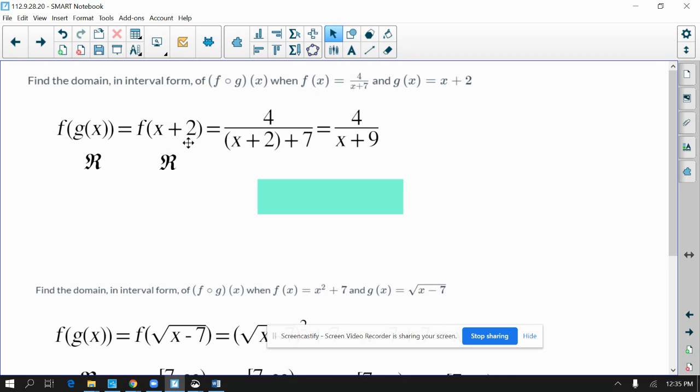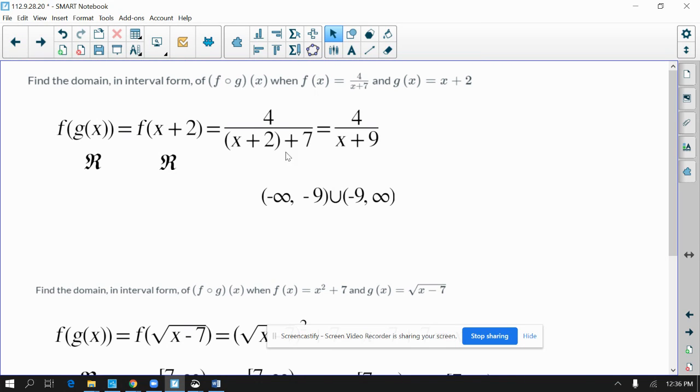That's fine. But then now this is going into f, and here's where there's a problem, because f takes 4 divided by the input plus 7. So now, this value cannot be negative 7, because if this were negative 7, you'd have negative 7 plus 7 and you'd be divided by 0. That would be a big problem. So you have to find what x value would make this equal negative 7. And of course, it's negative 9. So at this point, you actually know that x cannot equal negative 9.